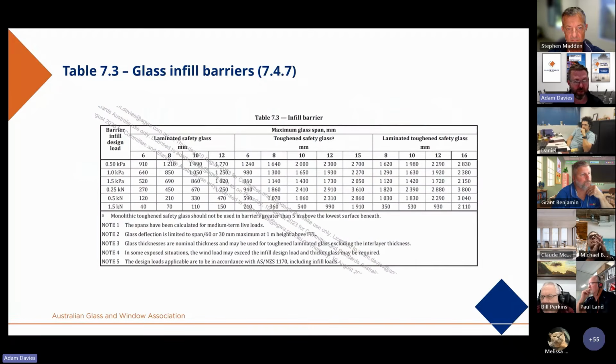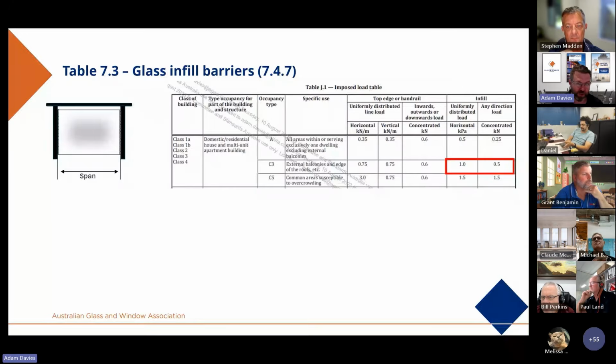Going to look at table 7.3 in a little bit more detail. As you can see, there are a number of nominations of design loads there. There are 3 uniformly distributed loads, and there are 3 concentrated loads. And again, these come from the infill component of the imposed load table. And again, we're going to use C3 as the example.